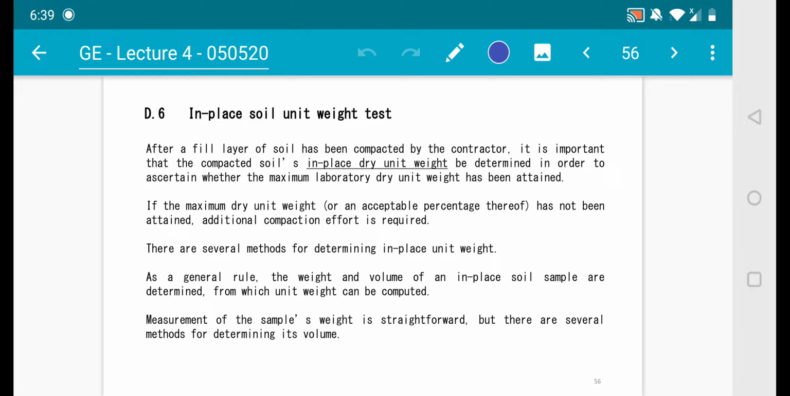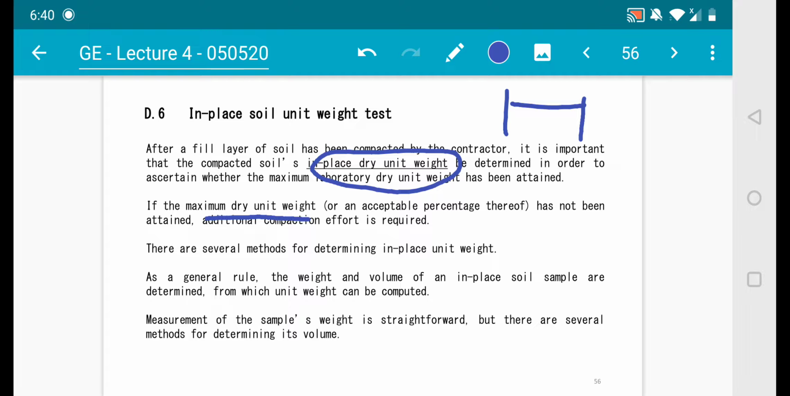Now let's look at D6, in-place soil unit weight test. After a fill layer of soil has been compacted by the contractor, it is important that the compacted soil's in-place dry unit weight be determined in order to ascertain whether the maximum laboratory dry unit weight has been attained. So after the dynamic compaction, you need to find out the properties of the soil after compaction. If the maximum dry unit weight has not been attained, additional compaction effort is required.